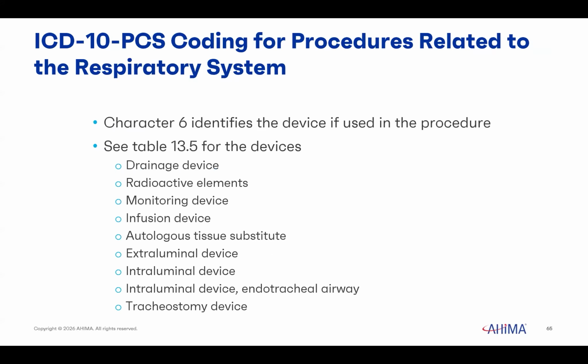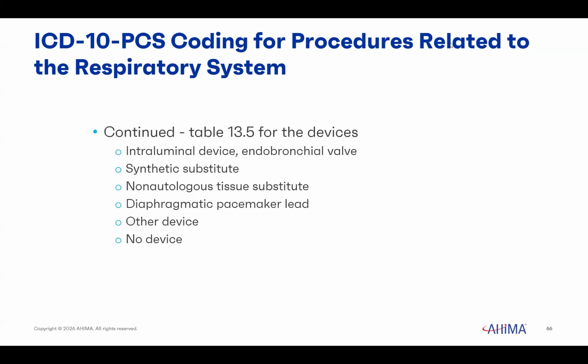Now we get into devices. And some of the devices that we see are drainage devices, endotracheal airways, trachs, tracheostomy devices, and so on. If nothing's left in the body, your device character is going to be Z for no device. And again, devices can vary widely. They can be intraluminal devices, endobronchial valves, synthetic substitutes, and so on, right?